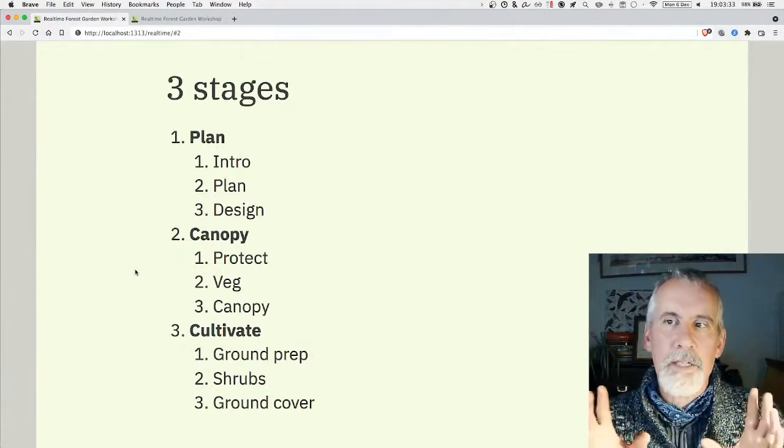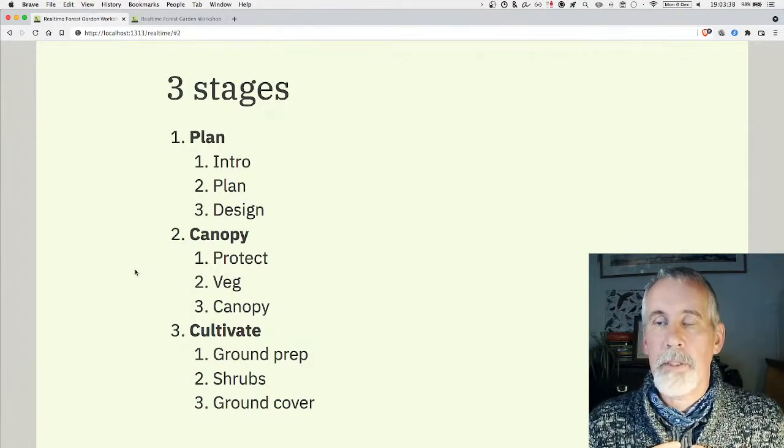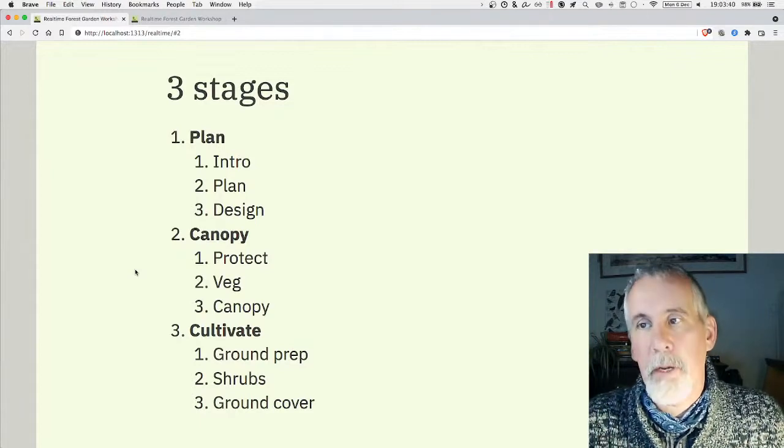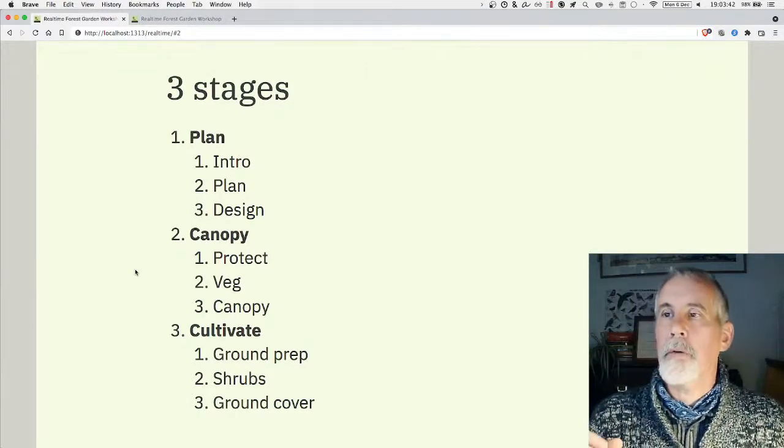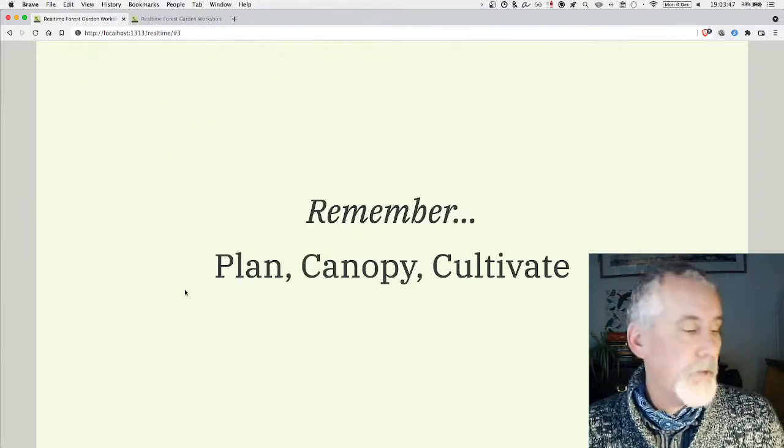This is awfully simplified and very neat and tidy, but it helps me when I'm thinking about designing a garden. These are how I approach each of the stages. So hopefully it will help you as well. Remember, plan, canopy and cultivate.